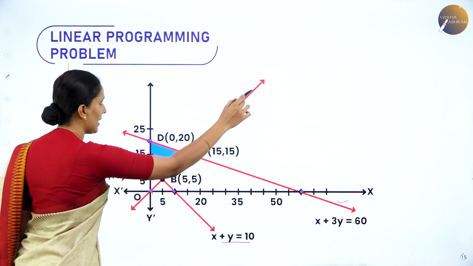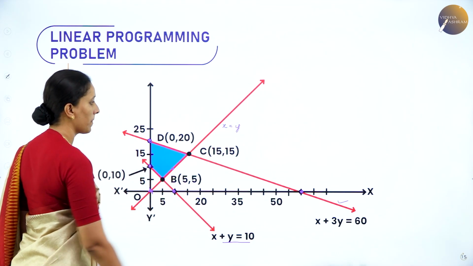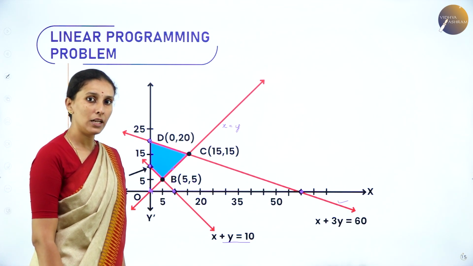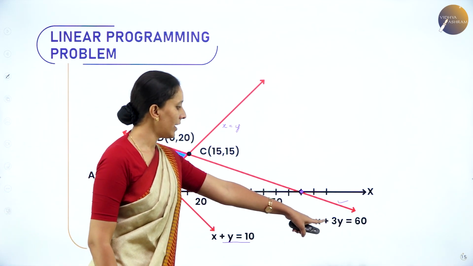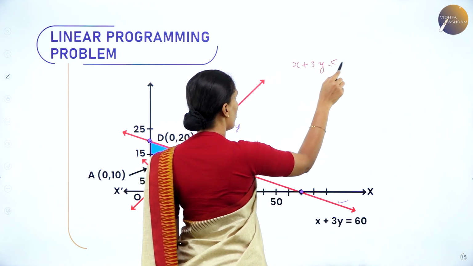So we will draw this line, which is x is equal to y. Now to find the feasible solution, we have this line x plus 3y less than or equal to 60.